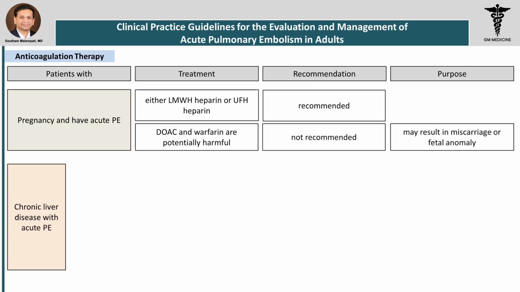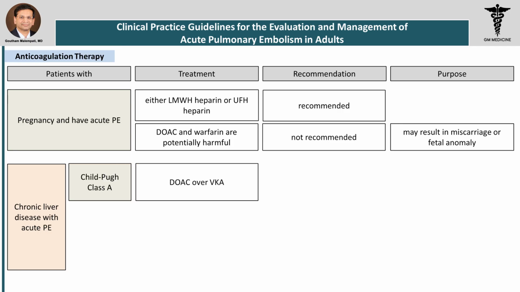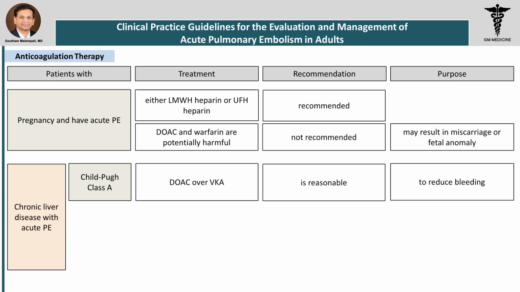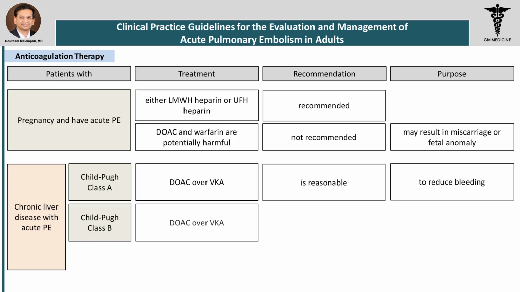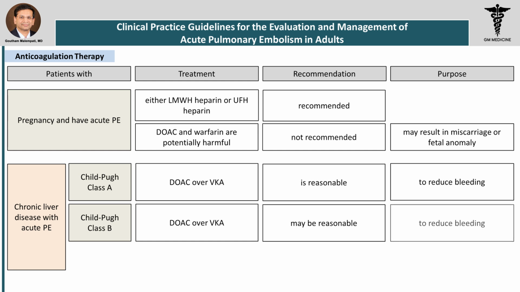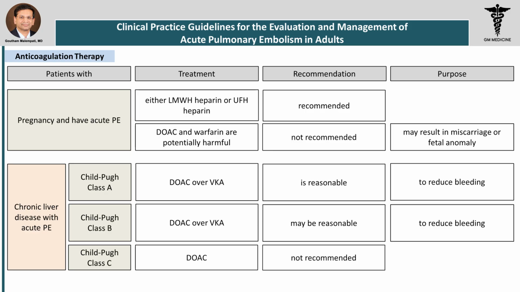In patients with chronic liver disease with acute pulmonary embolism, Child-Pugh class A, direct oral anticoagulants over vitamin K antagonist is reasonable to reduce bleeding. Child-Pugh class B, treatment with a direct oral anticoagulant over vitamin K antagonist may be reasonable to reduce bleeding. Child-Pugh class C, direct oral anticoagulants are not recommended.